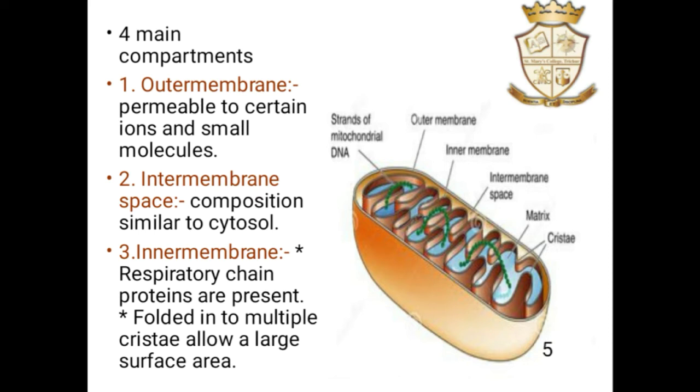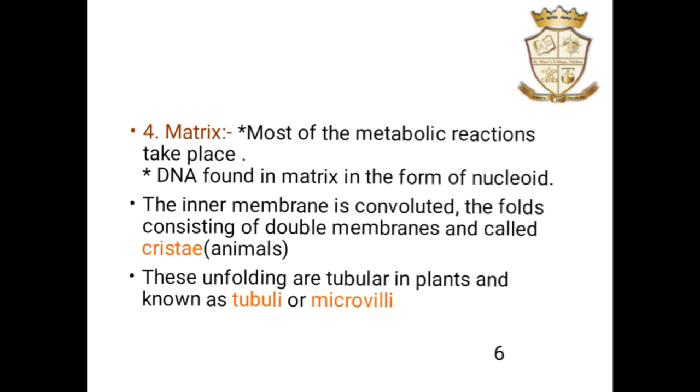So these are the main four compartments: outer membrane, intermembrane space, inner membrane, and then the matrix. The inner membrane is convoluted, folded, consisting of a double membrane called cristae. There are cristae in animals, and in plants the unfolding is tubular, known as tubular or microvilli. These are the two differences between animals and plants. Animals contain cristae and plants contain tubular or microvilli.